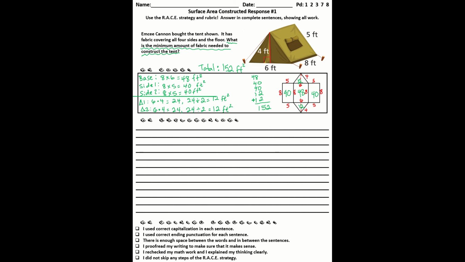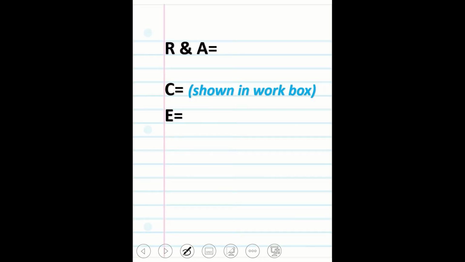All right, so now that I have done all of that work, I am going to go to my RACE, I'm going to do a rough draft. I've already done C, that was shown in my work box. All right, so let's do the R and A now that we have an answer.